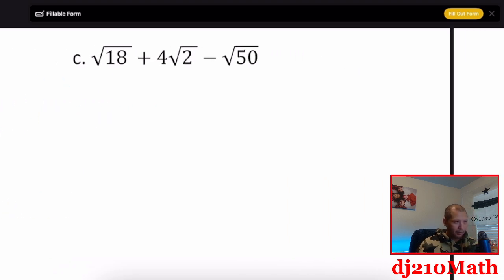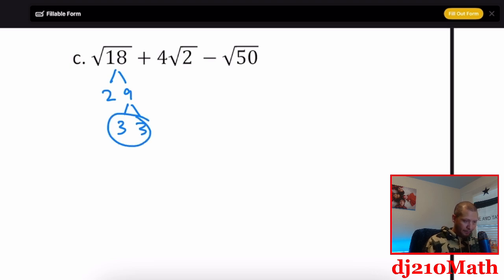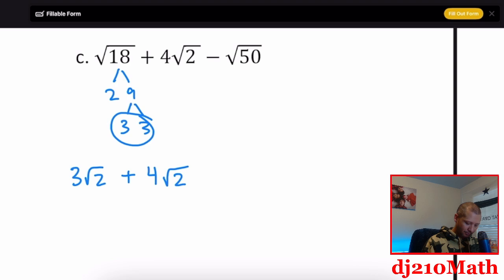All right. C. We have 18. This can be broken down into 2 and 9. 9 is 3 and 3. There's a pair of 3s that's going to come out. So 3 root 2 plus 4 root 2, right? We can't do anything else. Those are going to combine. What do they combine into? 7 root 2. We'll do that in a minute.